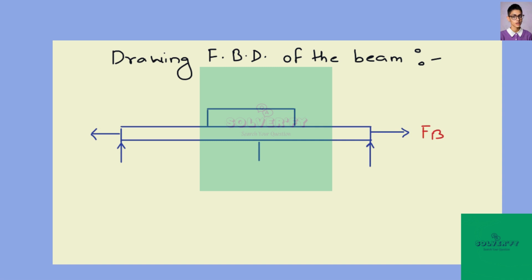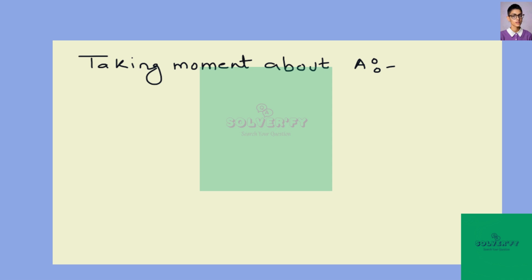So here it is FB, here it is NB, and here it is W. This distance is 1.5 meter and this is also 1.5 meter. This is AY, this is AX, and going further we will take moment about point A.